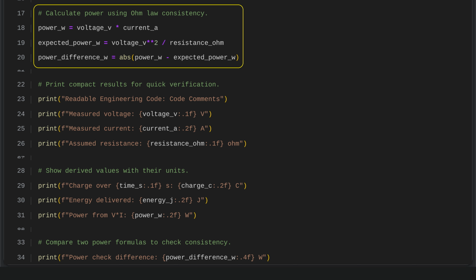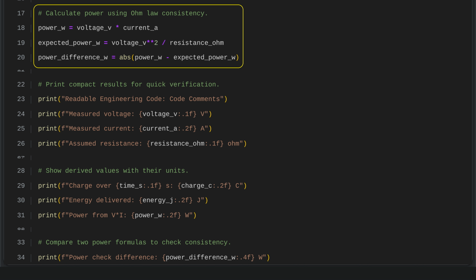Calculate measured power by multiplying voltage by current. Then estimate the theoretical power by squaring the voltage and dividing by the resistance. Comparing these two values through their absolute difference shows how closely the measurement matches the expected result and helps identify any discrepancy.